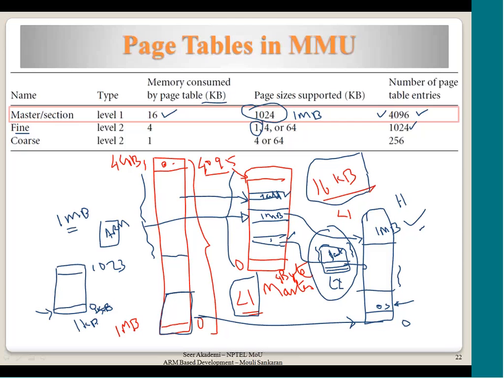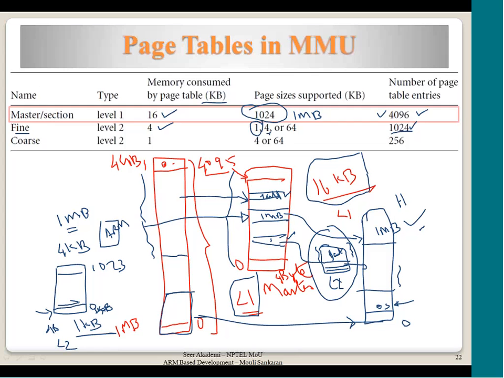Now 1 KB of size means about 1024 entries, and I said that one entry takes 4 bytes of space, so the total L2 table size will be 4 kilobytes. Okay. Now, what happens if the page size is 4 KB?